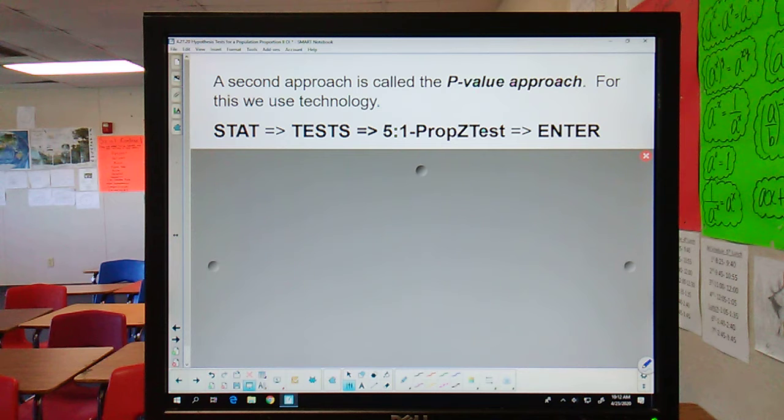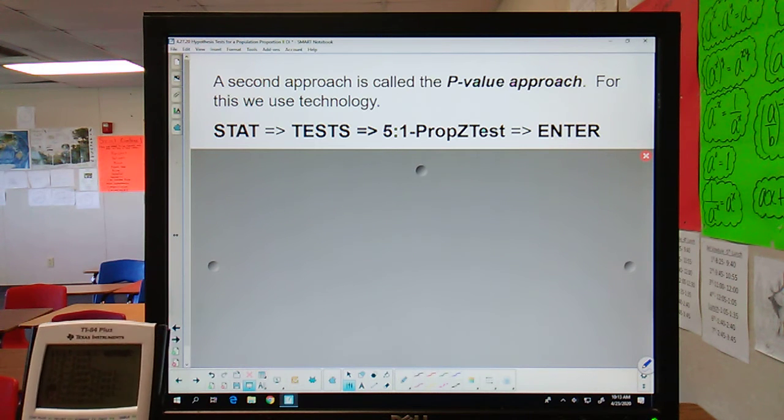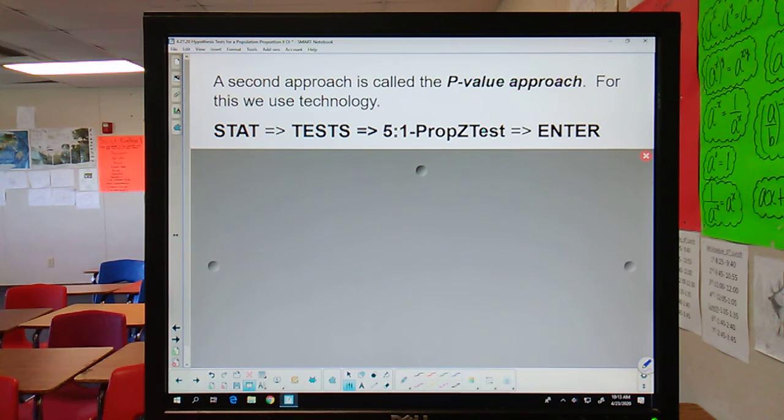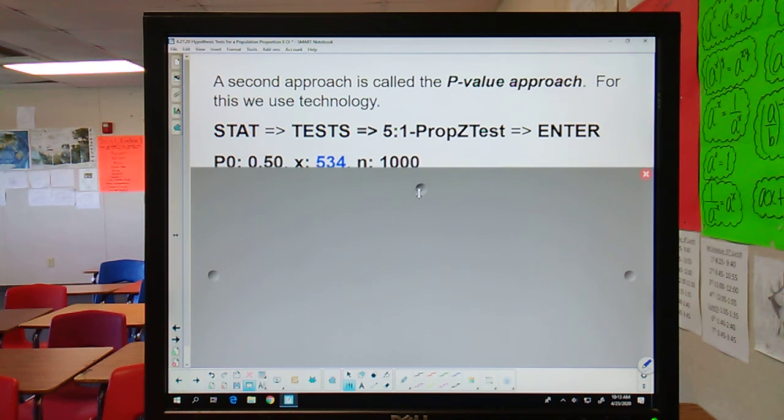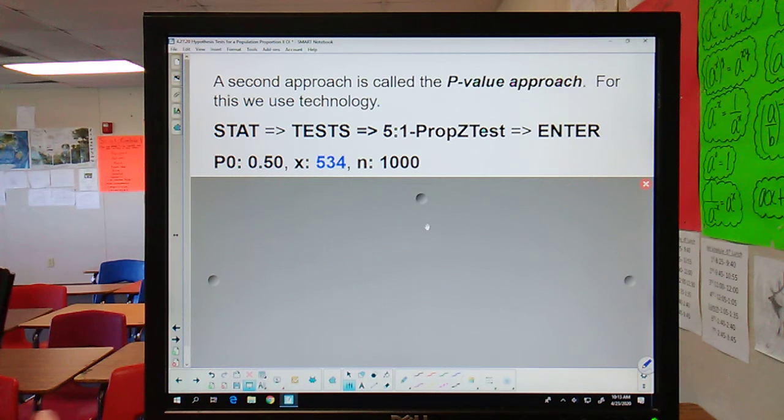So turn your calculators on and hit the stat button and scroll over to tests. Then scroll down to number 5, which says 1-PropZTest, and hit enter. Now just hold that thought for a minute. For p0, you're going to put in 0.5. That's the proportion that we're assuming. That's the null hypothesis. We're assuming that 50% are in favor of the tax bill. Now be careful on x. I have it highlighted in blue so you don't make the mistake that I made yesterday.